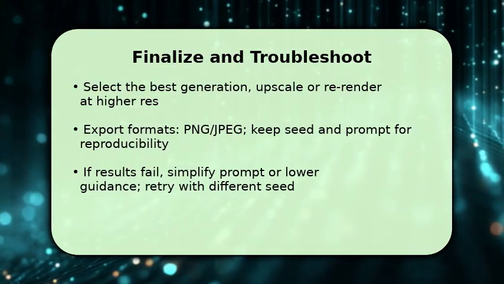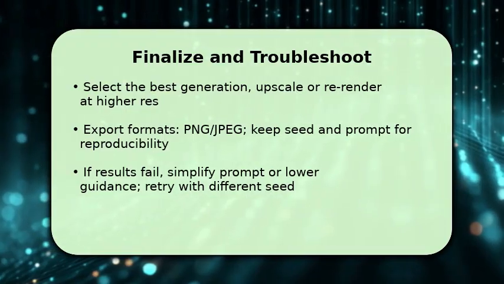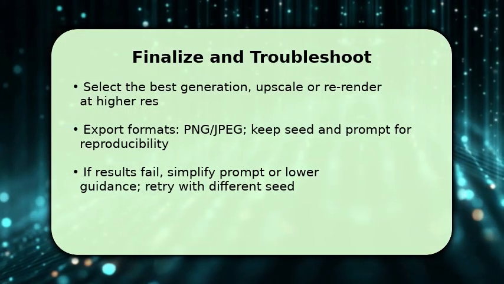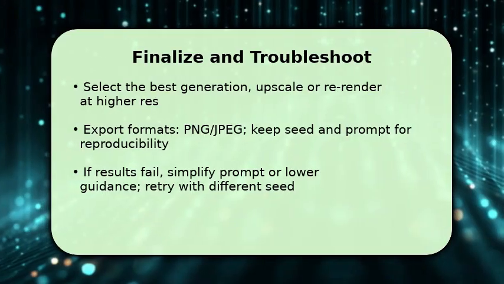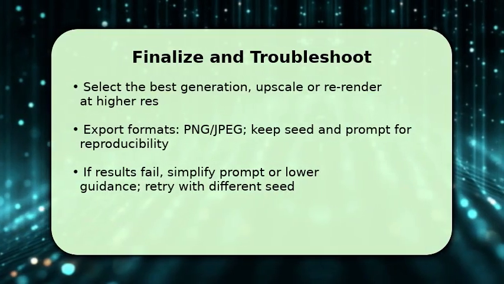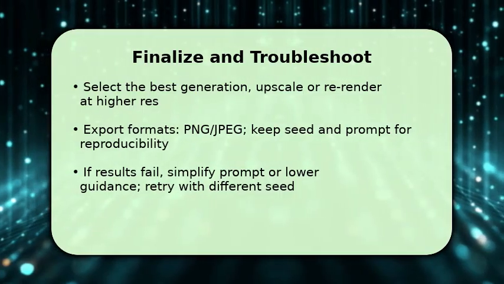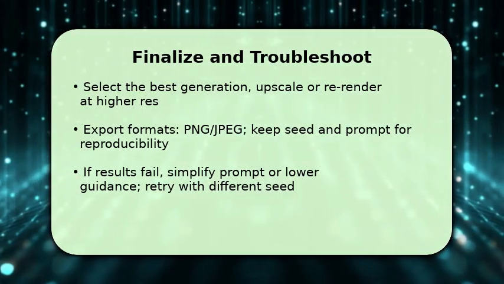If the image has odd artifacts or unwanted objects, simplify or rephrase the prompt, lower the guidance slightly, or change the seed to get fresh compositions. One key troubleshooting tip: when things go wrong, reduce complexity and iterate. Small changes reveal what the model responds to.